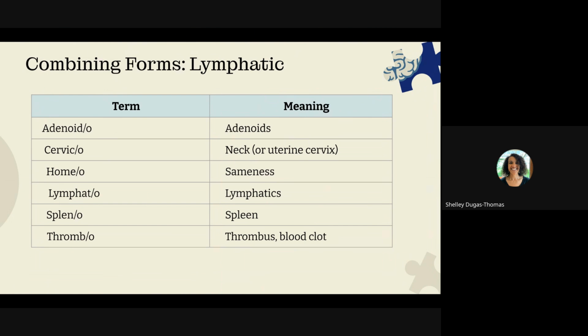So adenoid refers to adenoids. Cervico means neck. Context is everything here. We discussed this before, but in a gynecological context, it means the cervix of the uterus. But in the circulatory and lymphatic system, it refers to the neck lymph nodes. Homeo means sameness. Thrombo means a clot. If a patient has a condition starting with thrombo, your mind should automatically jump to blood clot.